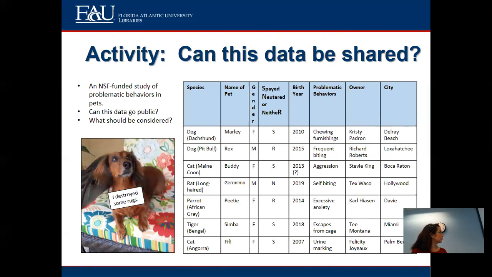Let's see. So we got some legal issues, insurance issues, misuse of the data. Yes, Lori? You also, like for Simba the tiger, there was, was he allowed in the U.S.